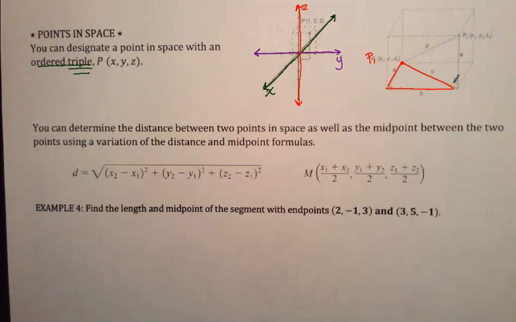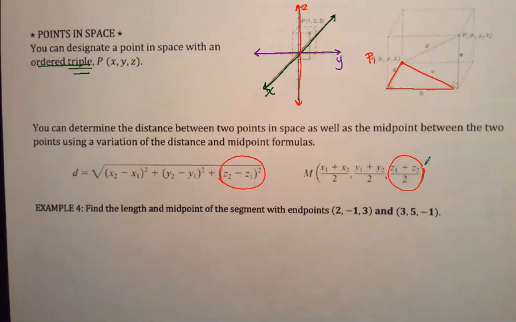All right, so the cool thing about this is that you can determine the distance between 2 points in space as well as the midpoint between the 2 points just using a variation of the distance and midpoint formulas. So notice all we're doing in the distance formula is adding, squaring the quantity of the difference of the z points. And for the midpoint, we're doing the sum of our z's and dividing them by 2. Okay, because there's 2 points we're finding the midpoint between. So it's pretty awesome stuff.